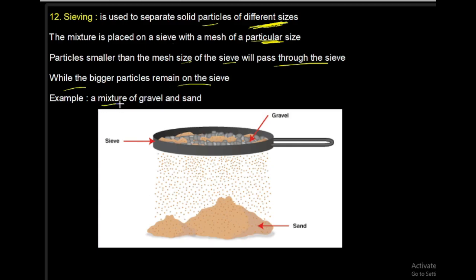Example, we have a mixture of gravel and sand. Gravel and sand are both solids. This is a solid mixture, but gravel is bigger than sand. So we have particles with different sizes, and we now use a mesh with a particular size. Particles smaller than the mesh will pass through the sieve. The ones that are bigger than the mesh will not pass through. They'll be trapped in the sieve. So that is the sieving method.